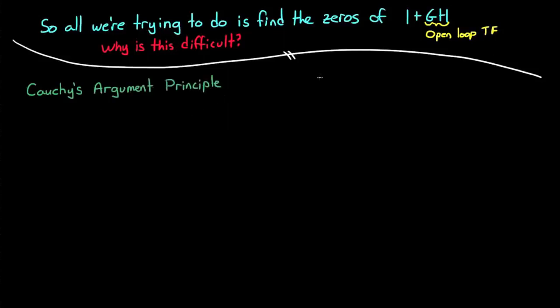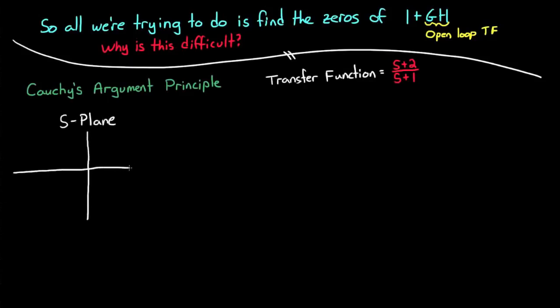Let's say that we have this arbitrary transfer function, (s + 2)/(s + 1). And I'll put the s-plane on the left here and mark the locations of the poles and zeros for our transfer function. There's a pole at -1 and a zero at -2.